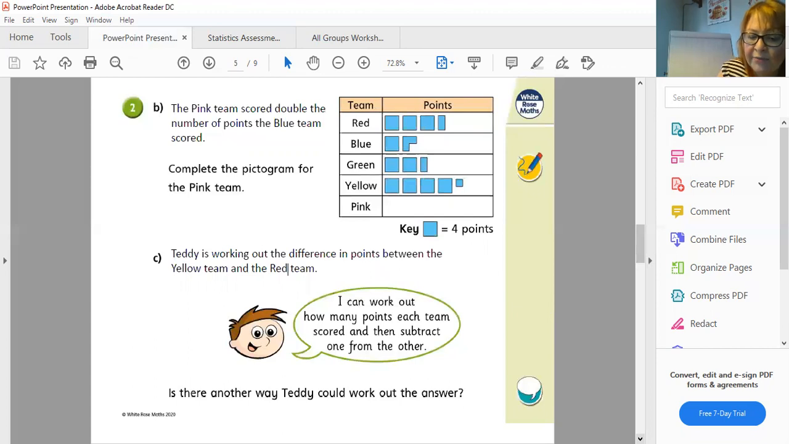Teddy is working out the difference in points between the yellow team and the red team. It says, I can work out how many points each team scored and then subtract one from the other. Is there another way Teddy could work out the answer? So you've got to look and see, could you work it out in any other way? If you think there is, say yes and write show it. If you think no, just put no.